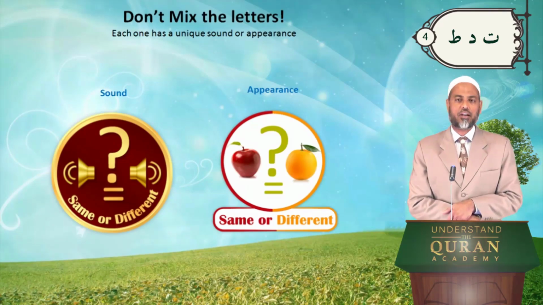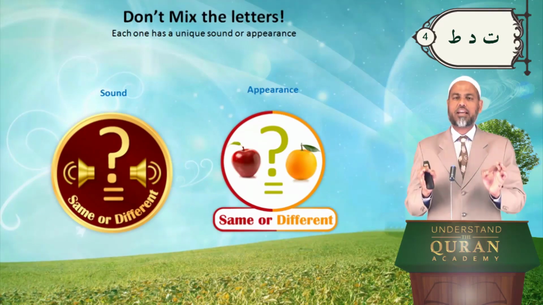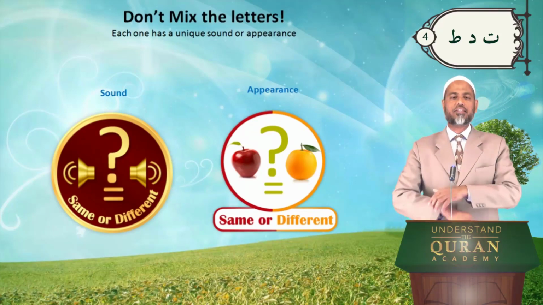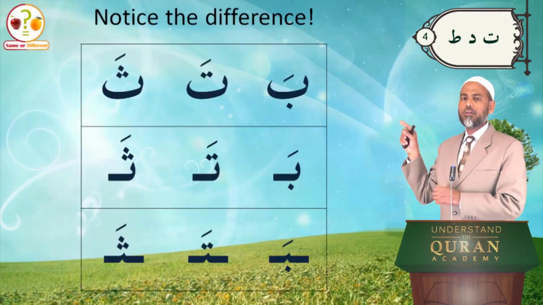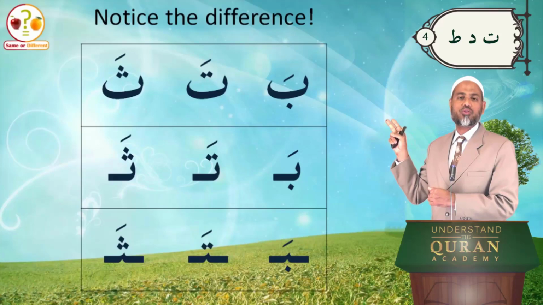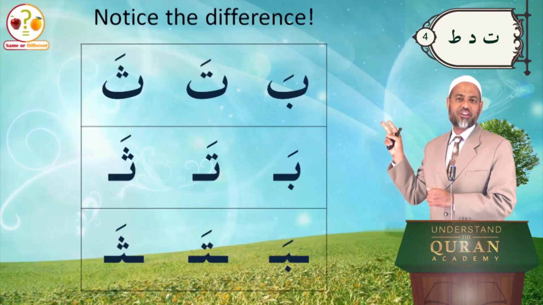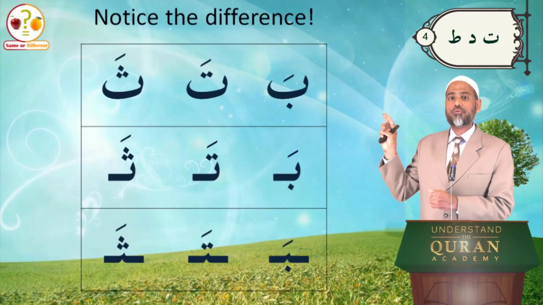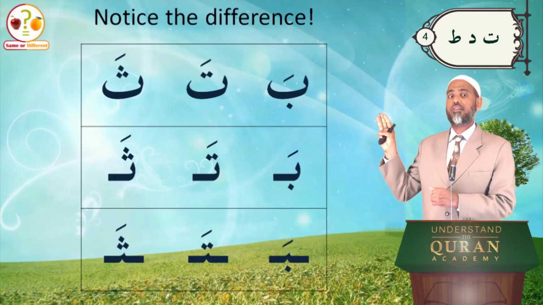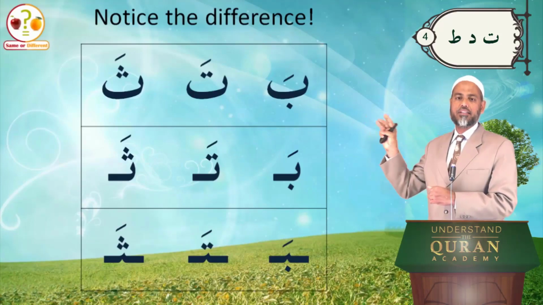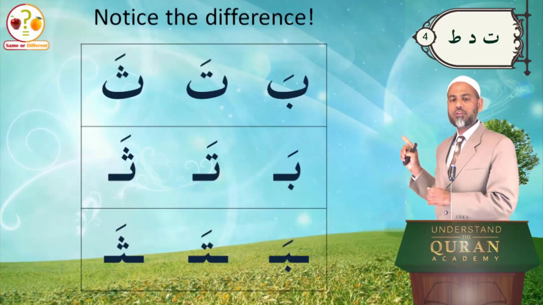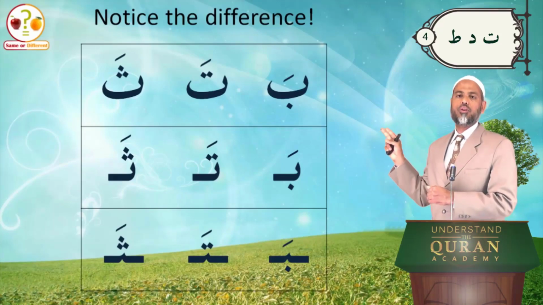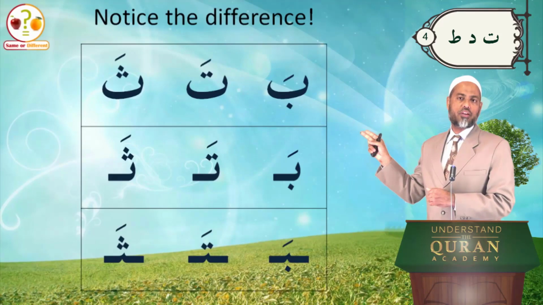Okay, don't mix the letters. Whatever we have learned, let's keep them separate. Each one has a unique sound and appearance. Don't mix their sounds or their appearances. So let's see what we have learned. We have learned ba with a dot below it, ta, two tomatoes on the top, or a tray with two dots on the top, that is ta, and three, thalatha, three, that is tha. Ba, ta, tha. And the short forms, ba, ta, tha. And with connectors for the short forms, ba, ta, tha. Remember, dot below is ba, two on the top is ta, and three, tha.